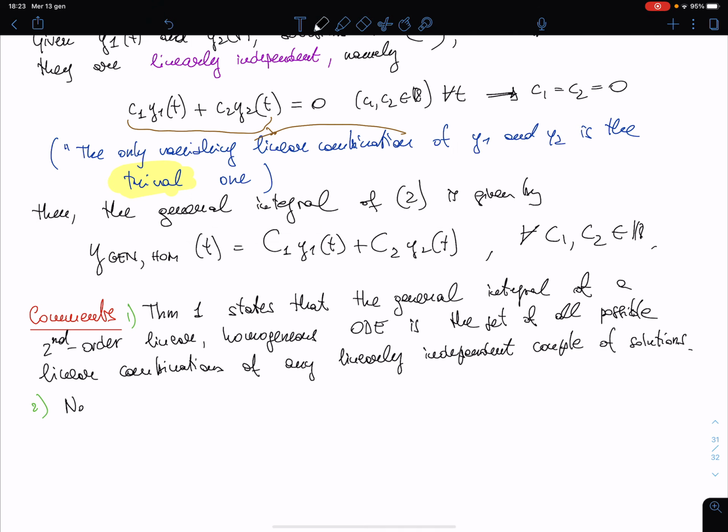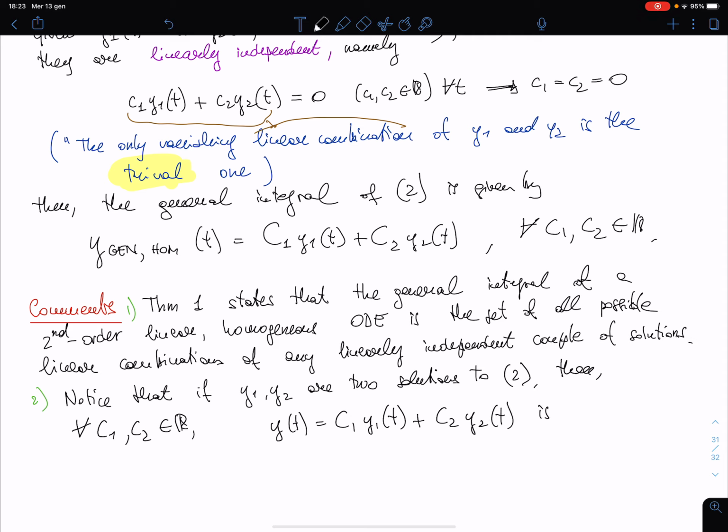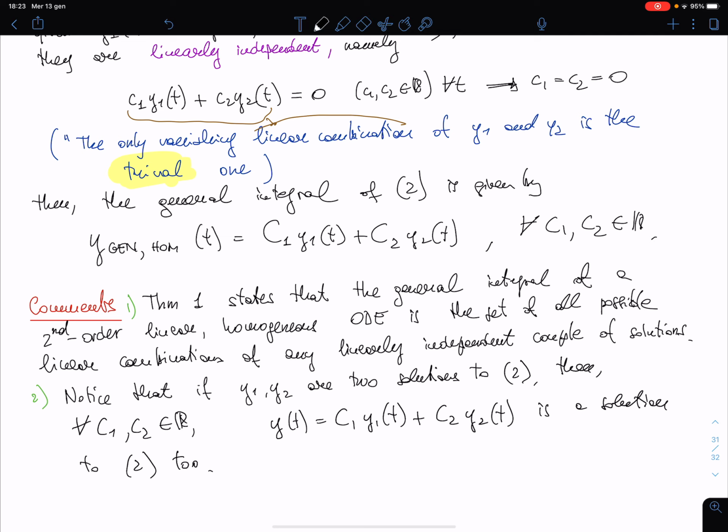Notice that if y1 and y2 are two solutions to the equation 2, which is homogeneous, then for every c1, c2 in R, the function y of t equal to c1 y1 of t plus c2 y2 of t is a solution to 2. Wonderful.